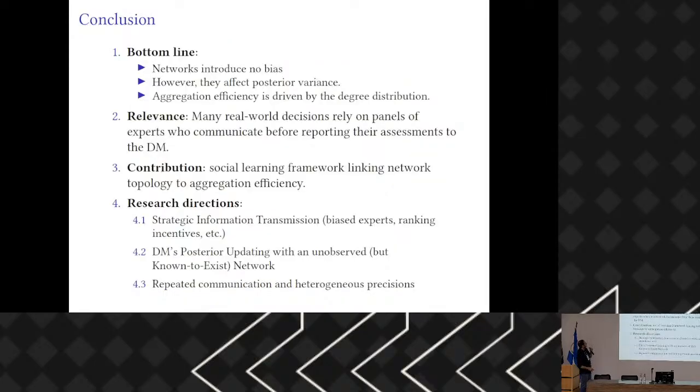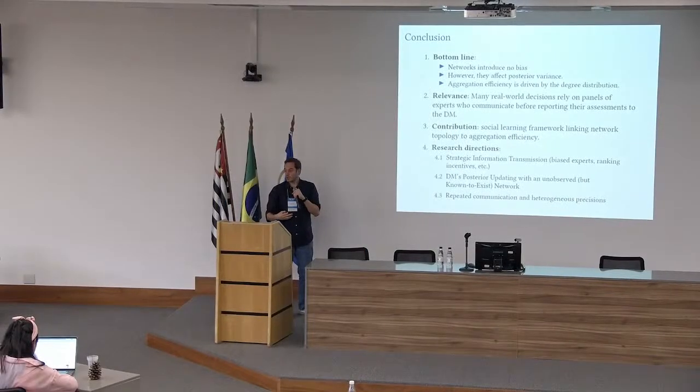Okay, just to wrap up. Networks introduce no bias for the decision maker, but they're going to affect the posterior variance. And this aggregation efficiency is going to be driven by the degree distribution. As for relevance, there are many real world applications in which experts talk to each other prior to informing the decision maker. And the contribution of this paper is introducing social learning, linking network topology to aggregation efficiency.